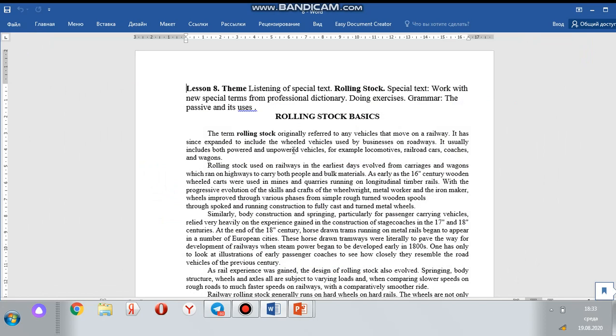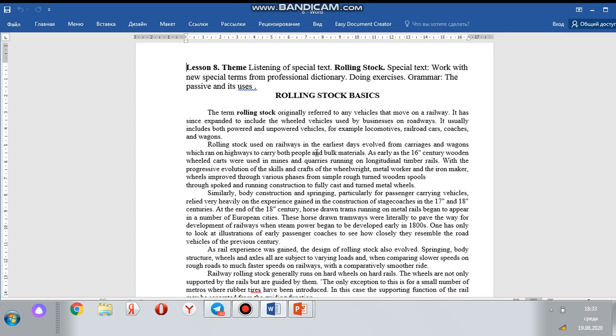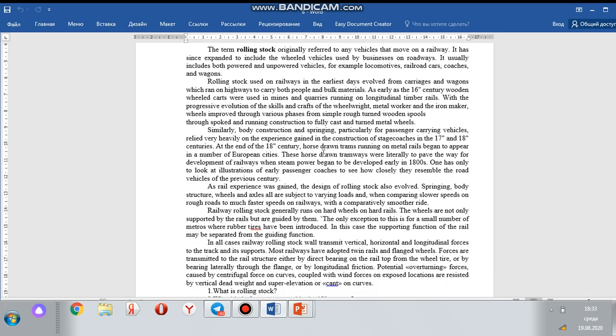So what is rolling stock? What do you think? Okay, rolling stock originally referred to any vehicle that moves on a railway. So it can be steam locomotives, diesel locomotives, electric locomotives, and as well as horse-powered locomotives.